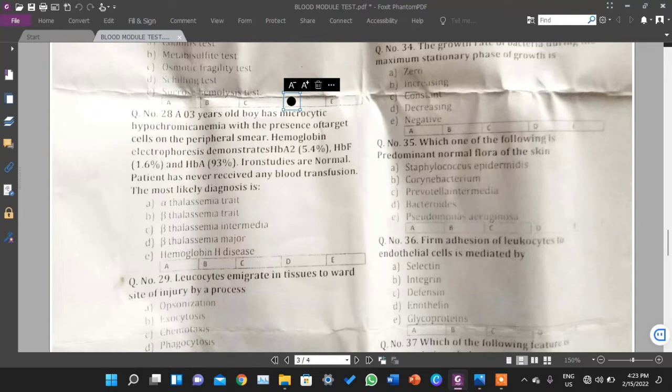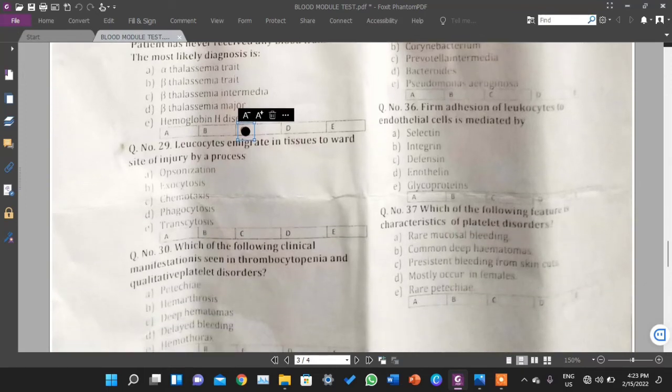The diagnosis of beta thalassemia intermedia is made because the HbA2 is slightly increased while the HbF is also increased, and also there are target cells on the peripheral blood smear. Since the iron studies are normal and the serum ferritin is normal, the diagnosis of beta thalassemia major is ruled out. That's why the diagnosis of beta thalassemia intermedia is made.